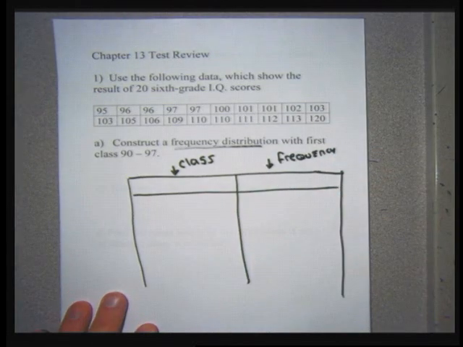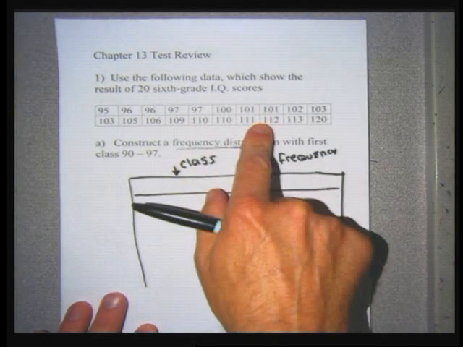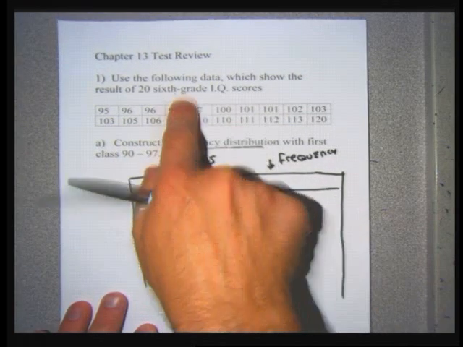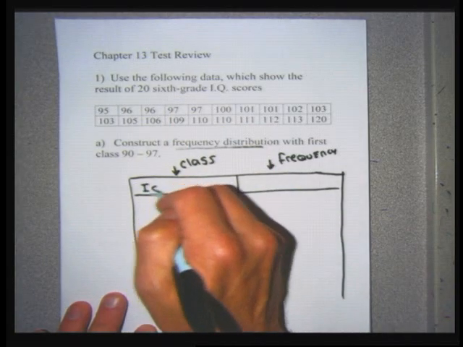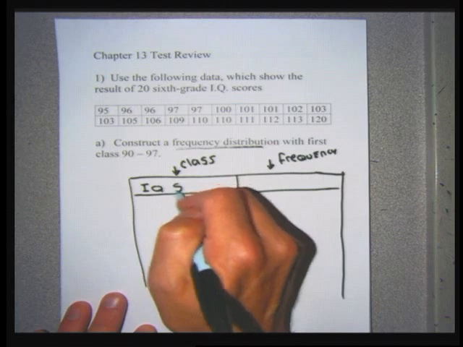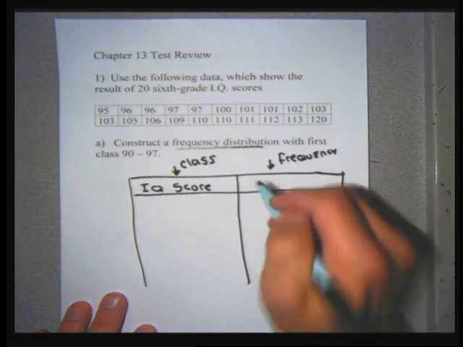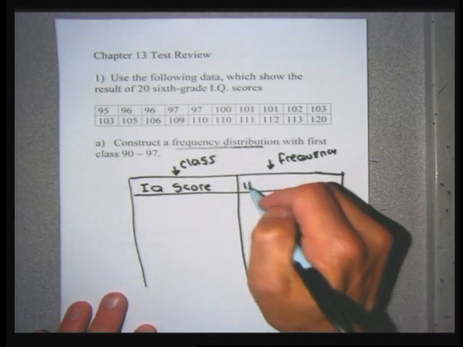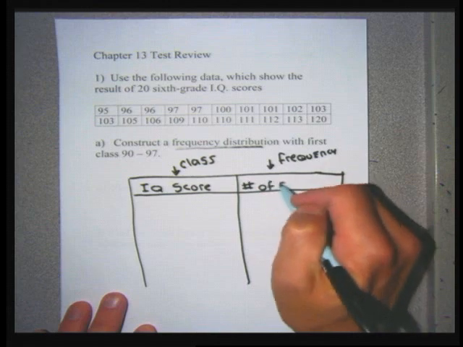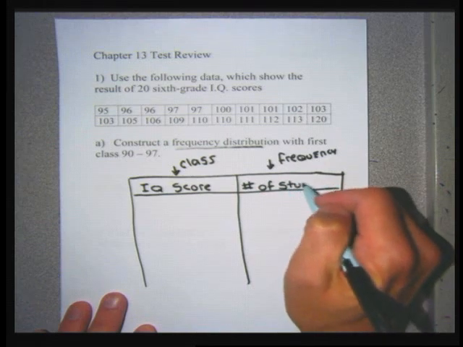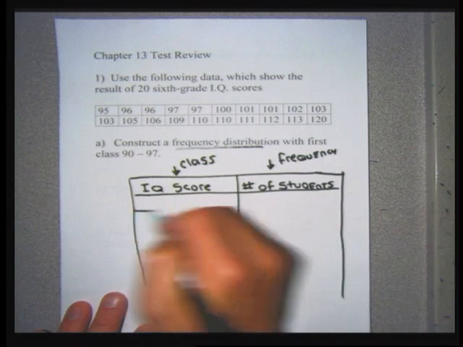And for this particular problem, the scores are IQ scores, and they're IQ scores of 6th graders. It'd probably be nicer if I used something like IQ score instead of the word class, but if you use class, that would be fine. And then instead of frequency, maybe the number of students that had that. I'll use the number symbol because I don't know if I can fit the word number. But if you chose your headers for class and frequency, it's completely fine.